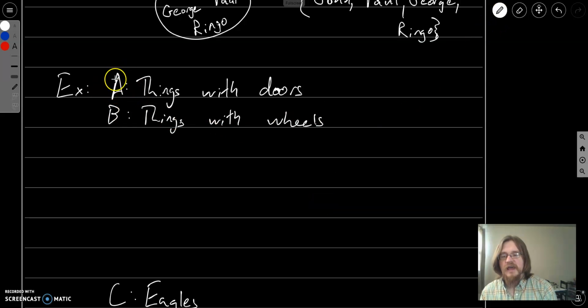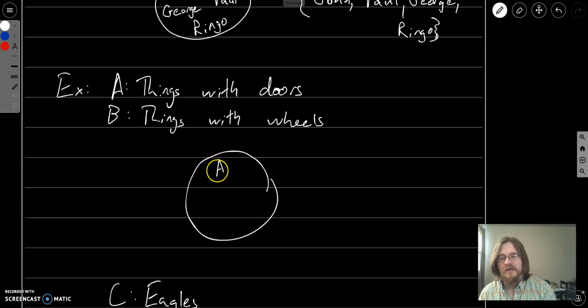So let's say that I have two sets. I'll call them A and B. A is going to be all the things that have doors, and B is just going to be all the things that have wheels. It would be impossible to write down a list of everything that has doors or everything that has wheels on it. But we can draw some pictures to help clarify what these sets look like.